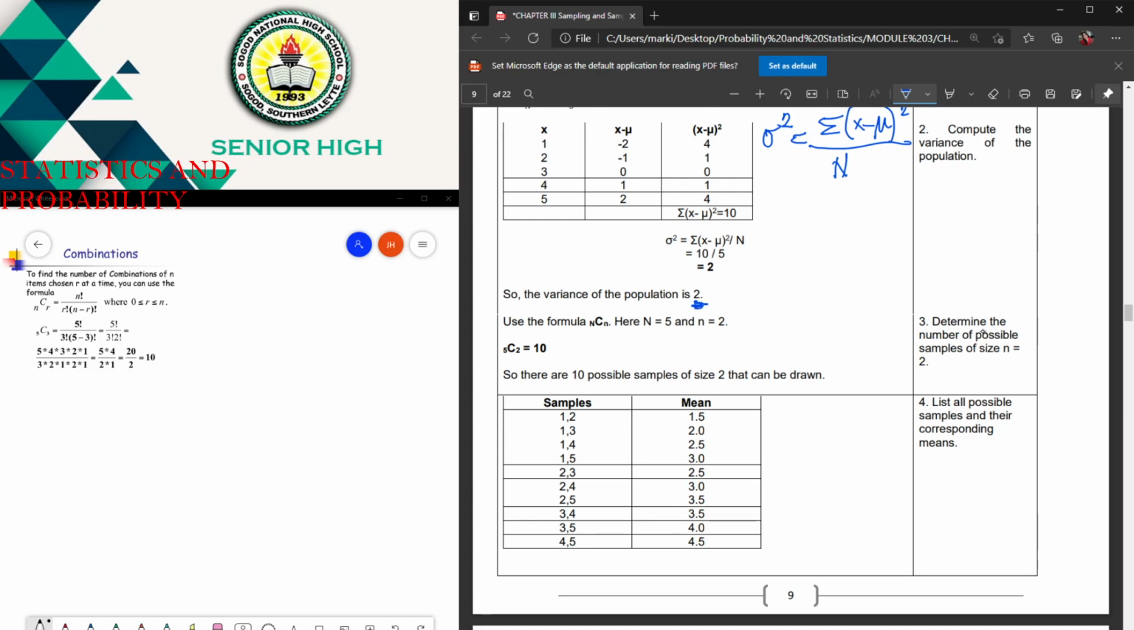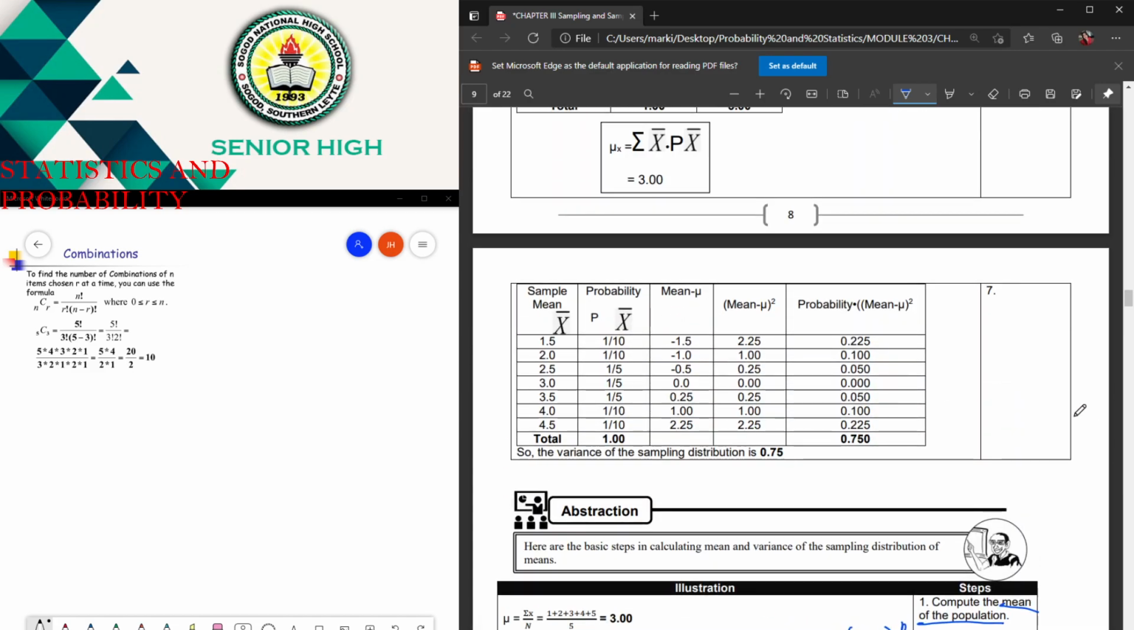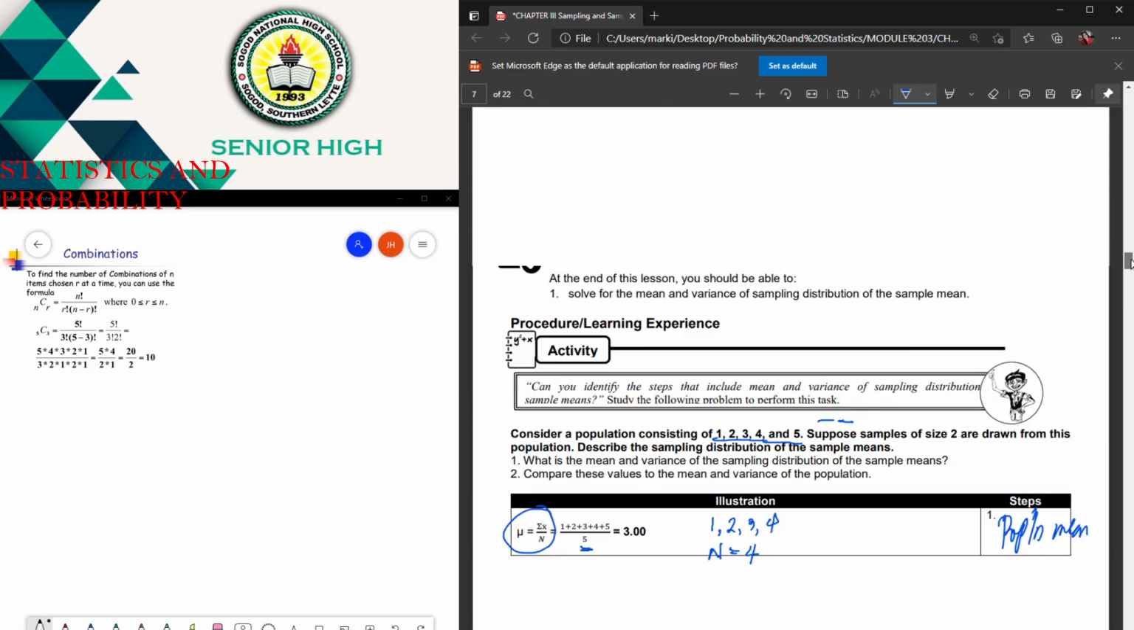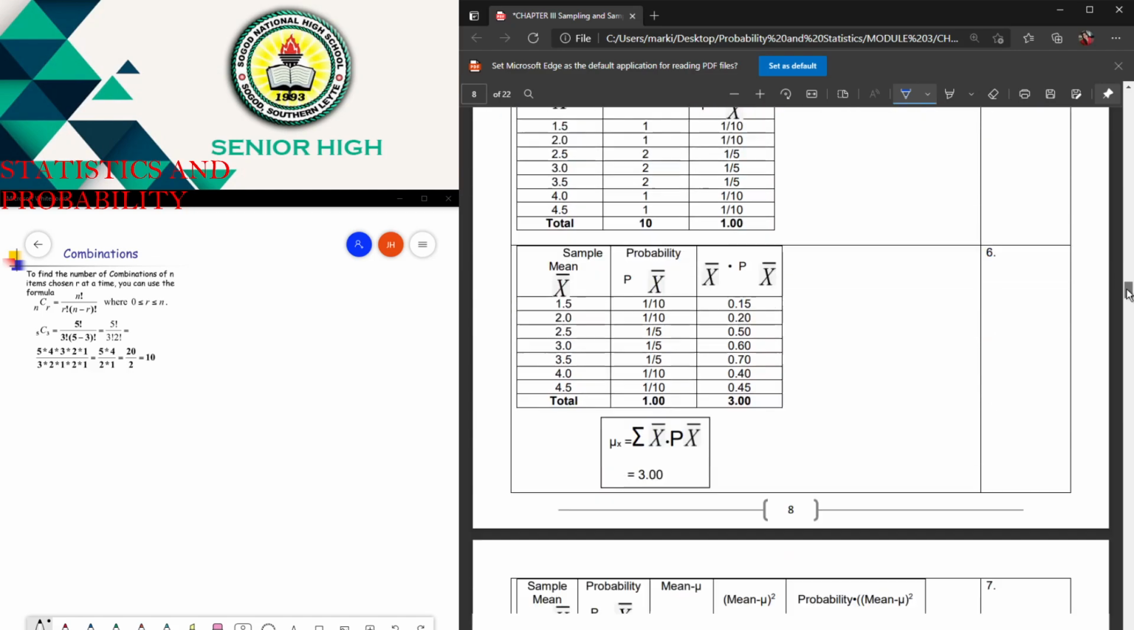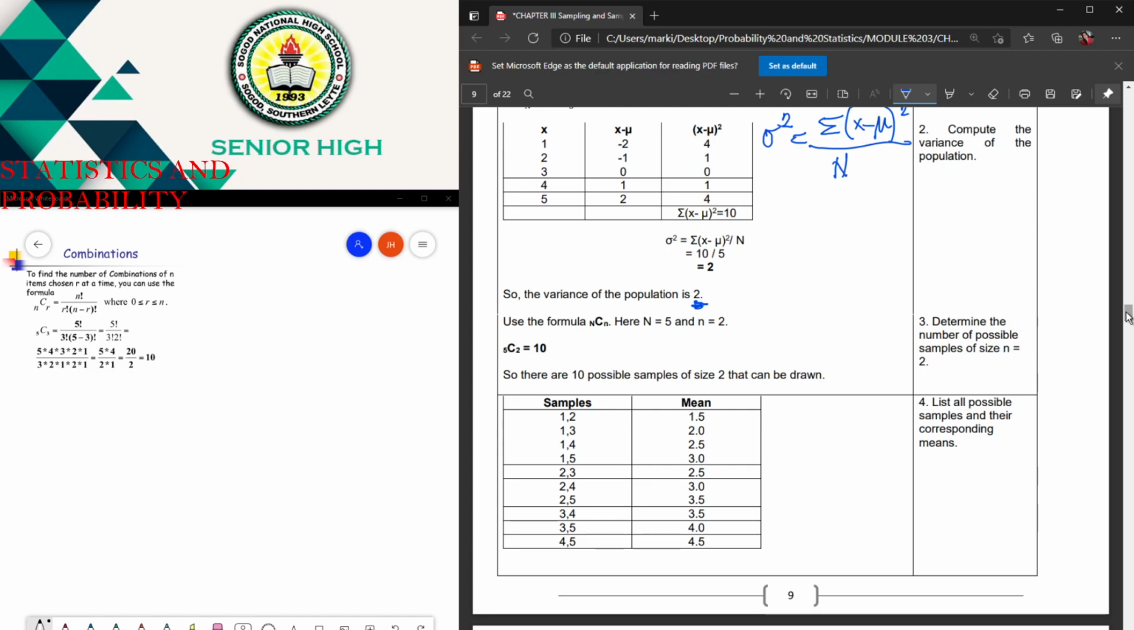Next, determine the number of possible samples. We have it given there, go back to the problem. We are asked to find samples where the sample size is 2. If you are going to ask me where I got this, it is 5 combination 2. So 5 is the number of elements, and 2 is the sample size we are looking for. So 5 combination 2.